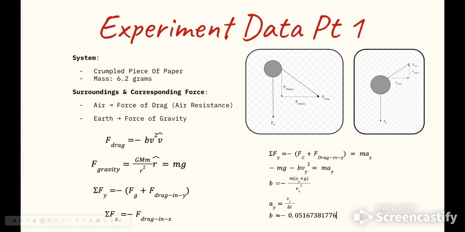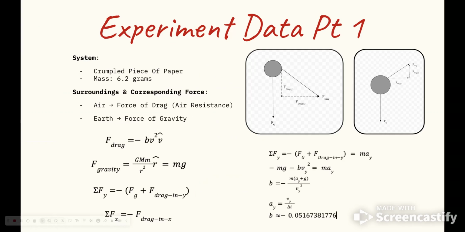For this lab, the system is a crumpled piece of paper, and the surroundings include air and the earth. We will make the assumption that the crumpled paper has a uniform mass because we didn't have access to a perfectly ideal sphere. We're also going to use Newton's second law, which allows us to describe the motion of any object in terms of the forces acting upon it.